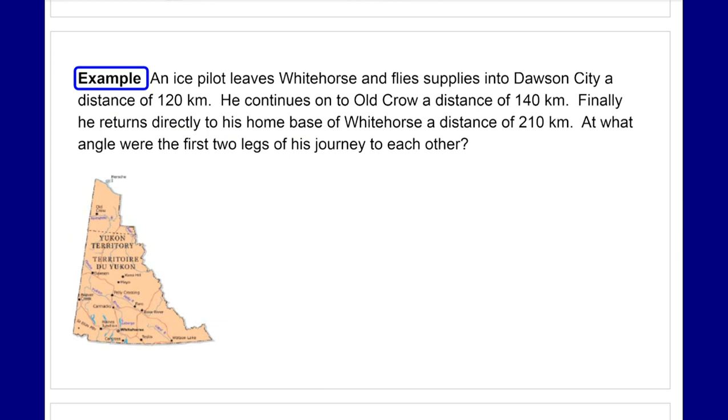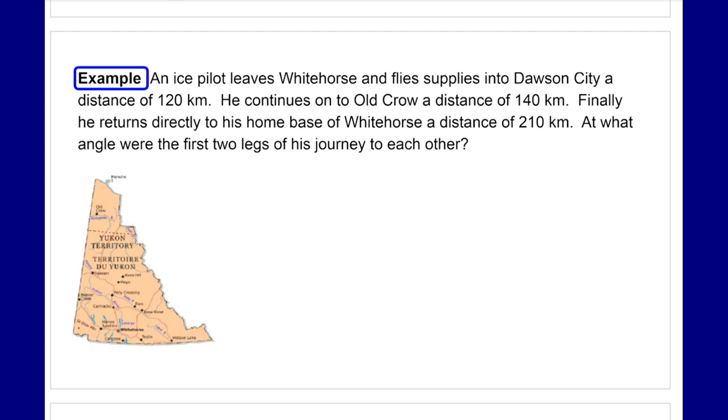Looking at one more question, this time we're going to be looking for an angle. So a pilot leaves Whitehorse and flies supplies into Dawson City, a distance of 120 kilometers. He continues on to Old Crow, a distance of 140 kilometers. Finally, he returns to his home base of Whitehorse, a distance of 210 kilometers. At what angle were the first 2 legs of his journey to each other?